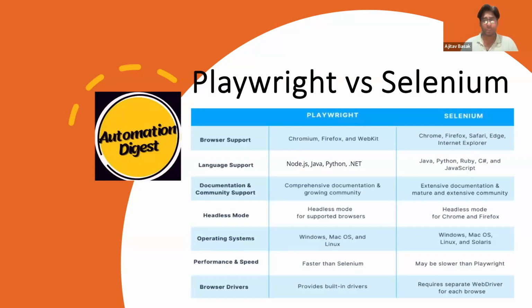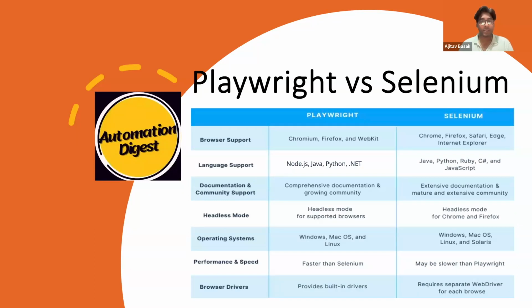When it comes to browser support, Playwright supports Chromium, Firefox, and WebKit, whereas Selenium supports Chrome, Firefox, Safari, Edge, and Internet Explorer. The languages that Playwright supports are limited to Node.js, Java, Python, and .NET. Selenium supports Java, Python, Ruby, C#, JavaScript, and so on, almost every known language. The documentation in Playwright is comprehensive and the community is growing. In Selenium, the documentation is extensive and the community is already mature.